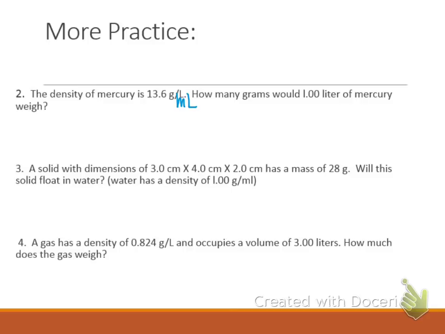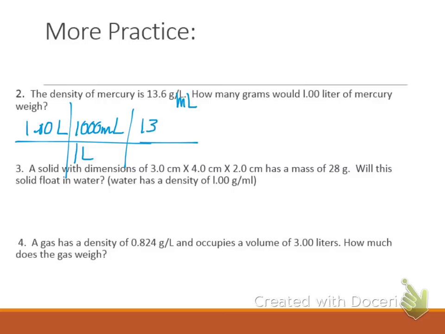It says, how many grams would 1 liter of mercury weigh? So we're going to start with 1.00 liter. And we're going to say in 1 liter are 1,000 milliliters. And then we have 13.6 grams per milliliter. So a liter of mercury would weigh 13,600 grams. Is that what y'all get?